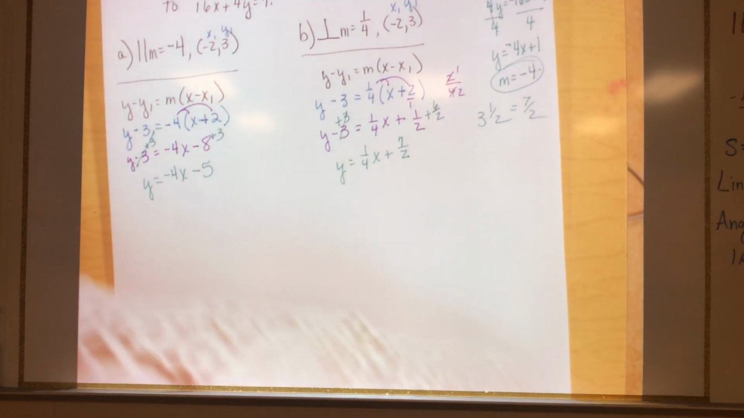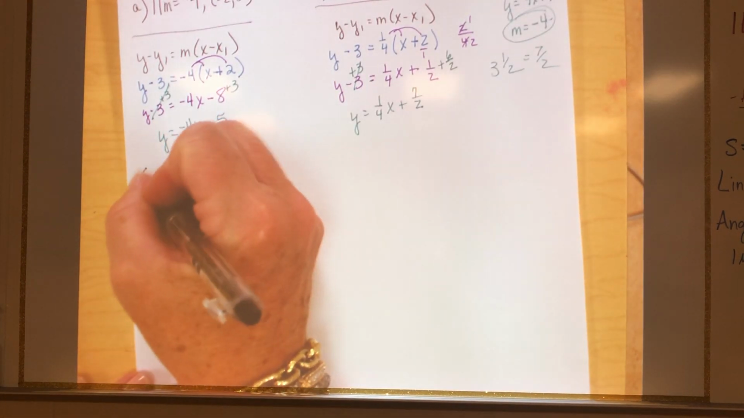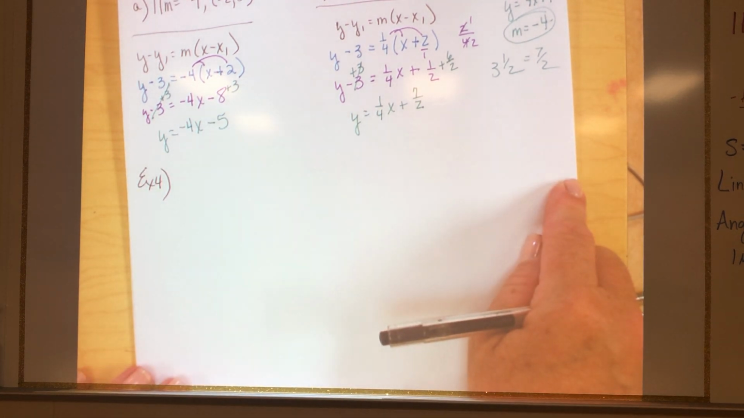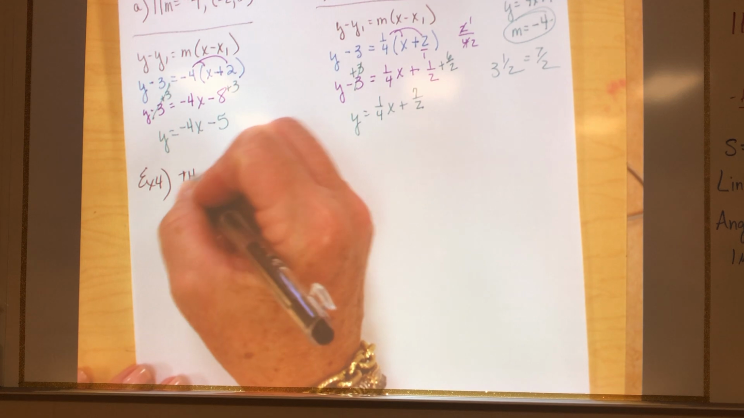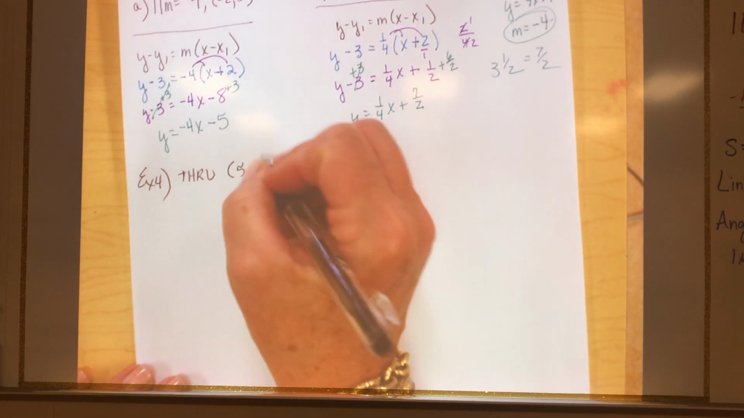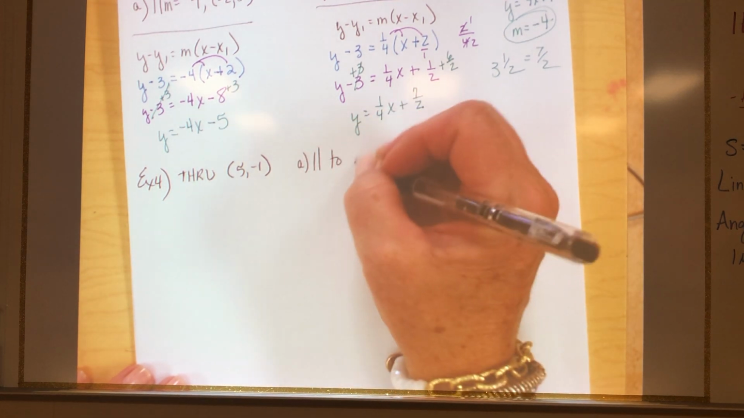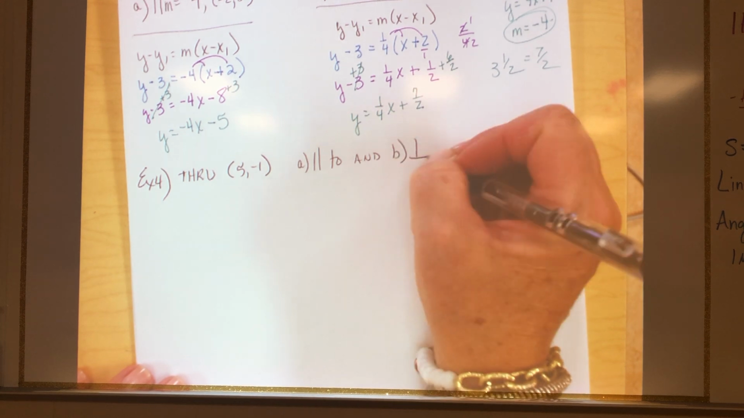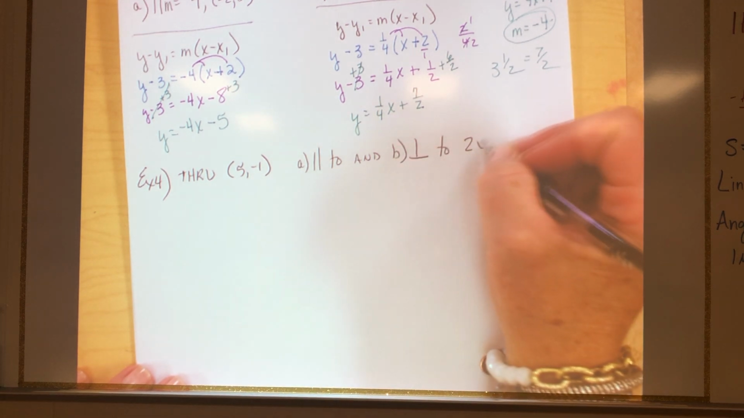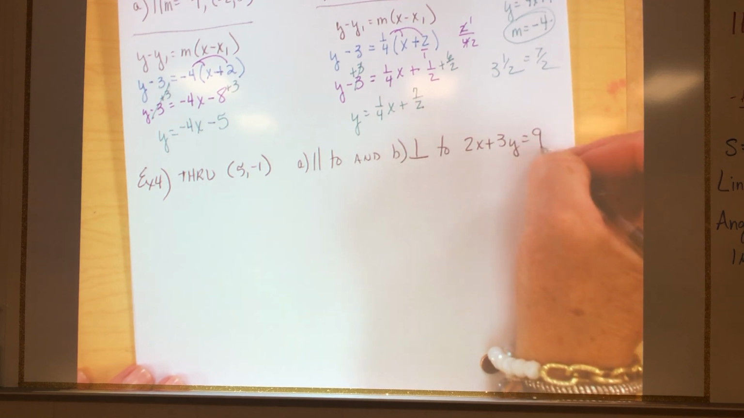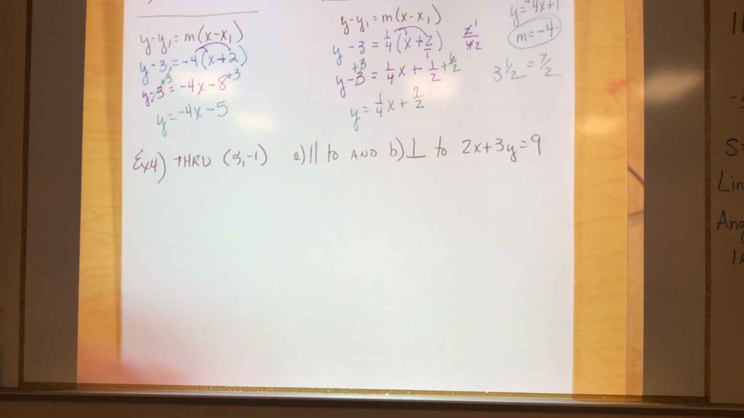Okay, so here's the problem that I want you to do. This is example 4. I'm not going to write all that mess down, okay? I'm just going to tell you it's going to go through the point 5, -1, okay? And I want A to be parallel to, and B to be perpendicular to 2x plus 3y equals 9. 2 answers, guys, 2 answers. And while you're doing that, I'm going to pass out your worksheets. They're going to be due next Thursday, because I'm not going to do everything on this section.